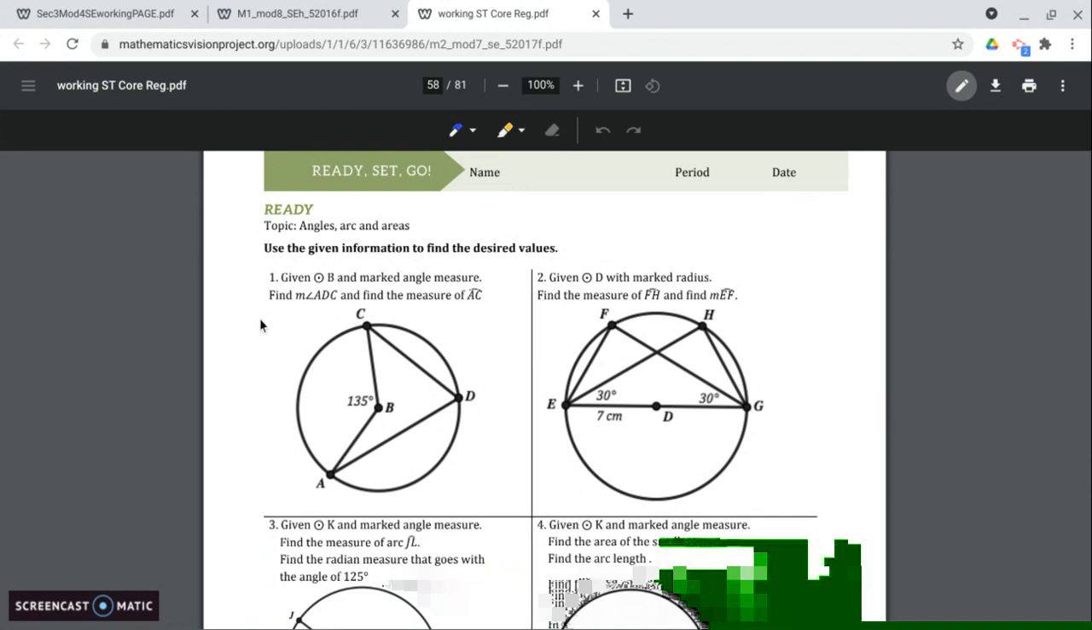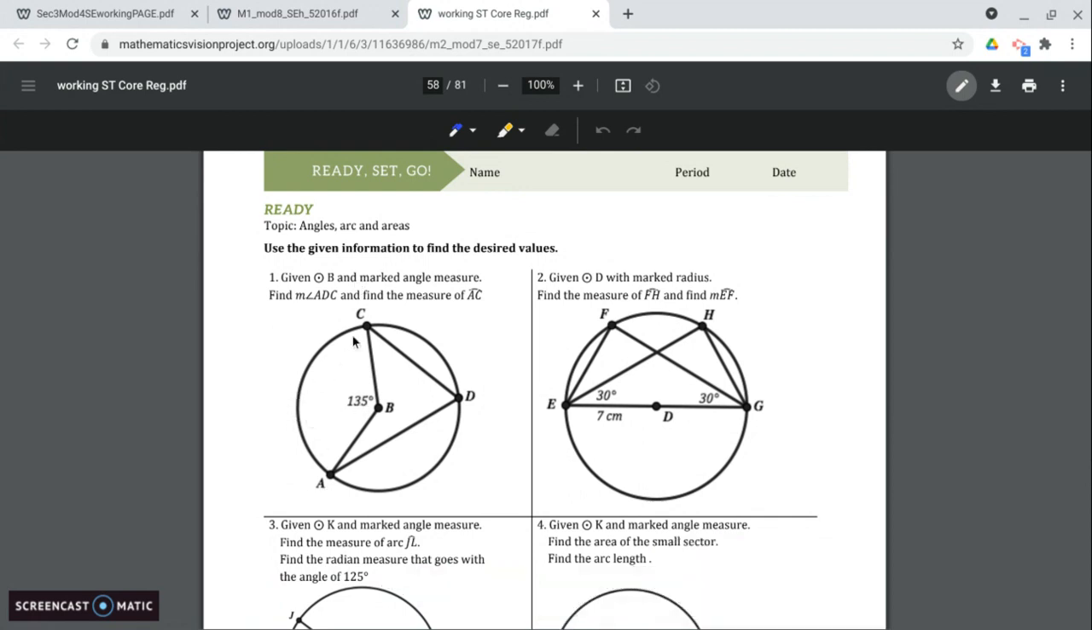Looking at this first one, we know that the central angle here is 135, which means this arc AC is 135. So that means finding ADC, the longer way around the circle, we're going to take 360 minus 135, which is going to give us, oh, sorry, I looked at the wrong thing. Ignore me. I read it backwards. So we're finding the measure of arc AC, which is 135. So arc AC equals 135.